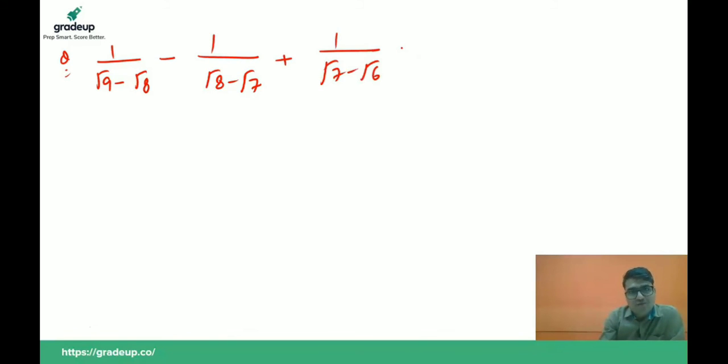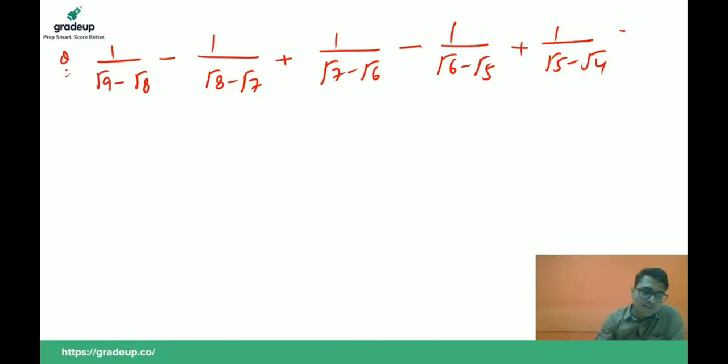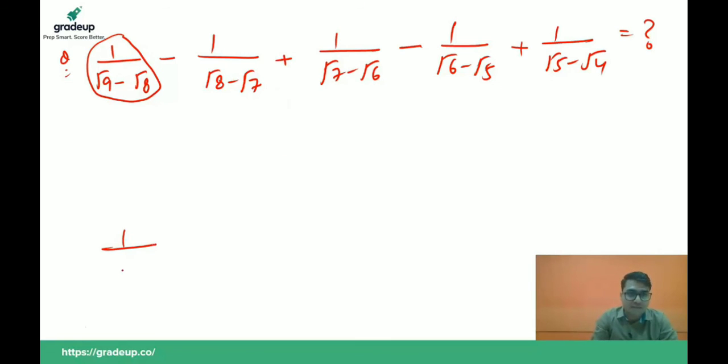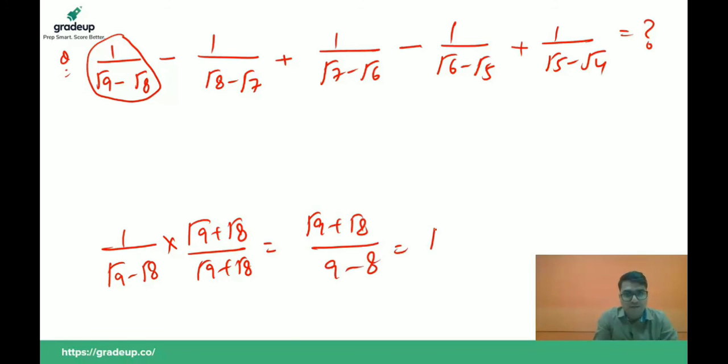Root 9 minus root 8 minus root 8 minus root 7 plus root 7 minus root 6 minus root 6 minus root 5 plus root 5 minus root 4. Guys, you have to find the value of this. Guys, in these type of questions, always remember, first you have to identify the behavior of one term. Let's say this, I will take this, and after rationalizing, you will get this root 9 root 8 divided by 9 minus 8, you will get root 9 plus root 8.